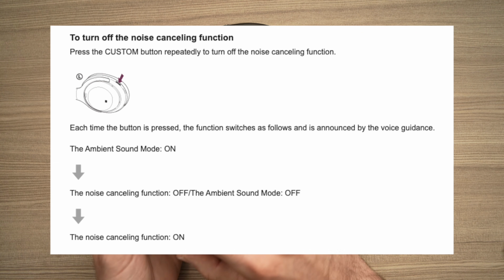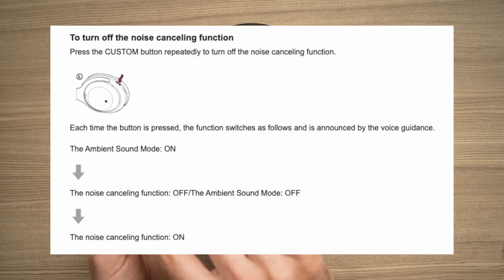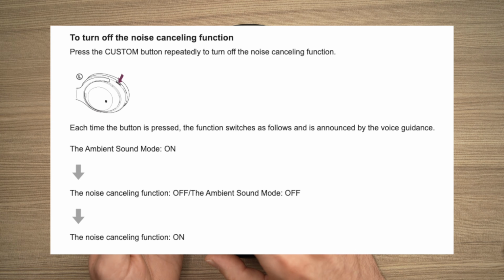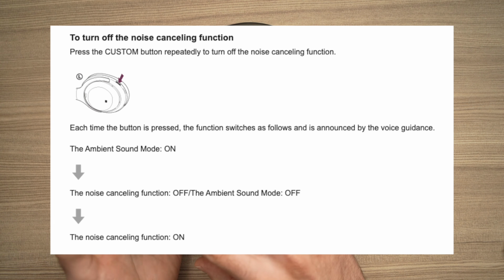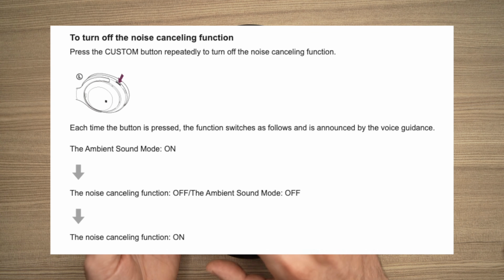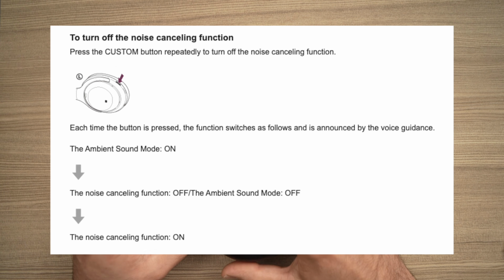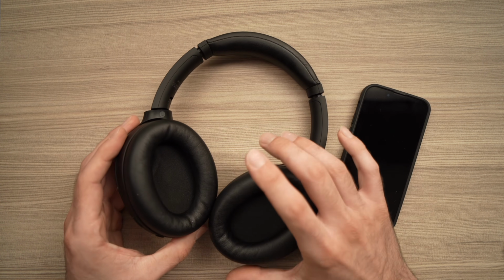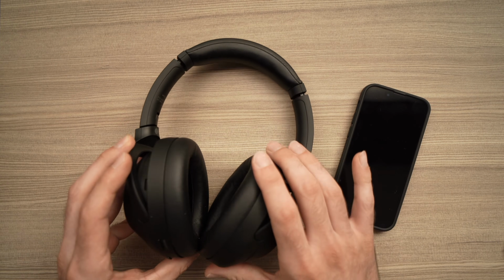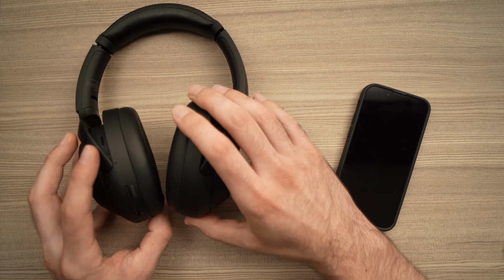So the first thing that will happen when you'll press this button is a voice telling you that the ambient sound mode is turned on, and you don't want this. So you'll need to tap it again, and then you'll be hearing noise cancelling function off, ambient sound mode off. This is the mode you need to choose. So this was the way to turn the noise cancelling off using the headphones only.